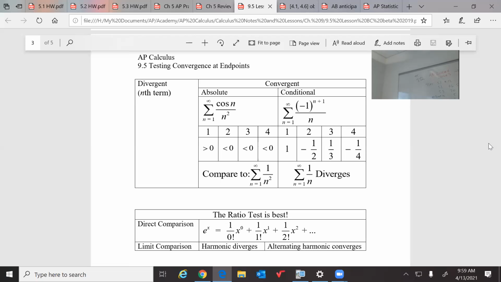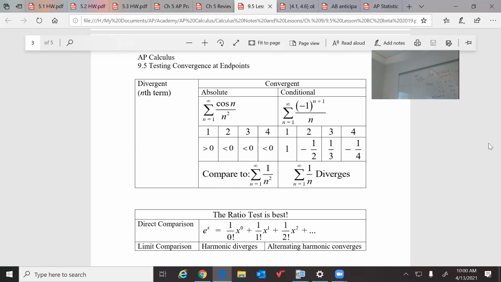And then this one, alternating. It's -1 to the n plus 1 over n. So this converges conditionally. Because if we didn't have these signs alternating, then I would compare it to the harmonic. You have to understand this expansion from the beginning of the chapter, and you have to understand that harmonic diverges and the alternating harmonic converges.